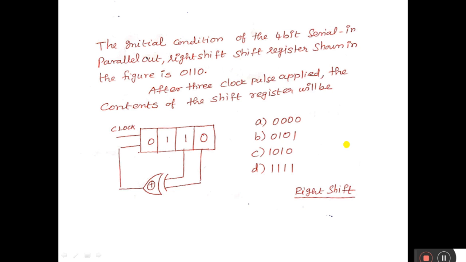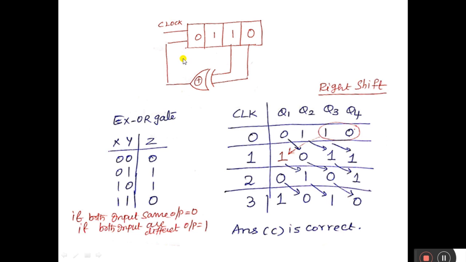So given a right shift register. Right shift means whatever the answer from this XOR gate is, it goes here and is right shifted like this. So let me discuss the solution. The initial state given is 0, 1, 1, 0. This is the XOR gate given.